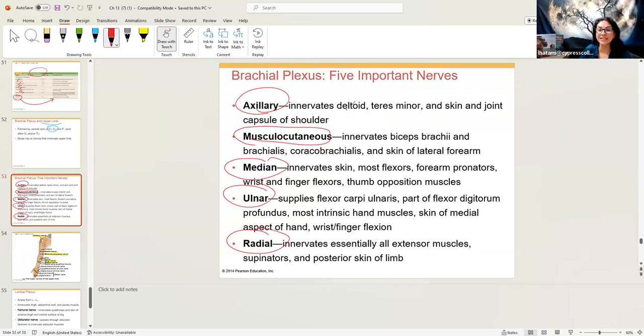I'm not asking you which muscles or which part of the arm or forearm are going to be innervated by these nerves. Let's make it a little bit simple. Just simply know the name of these nerves which come from the brachial plexus related to the spinal nerve, and these are the motor nerves.